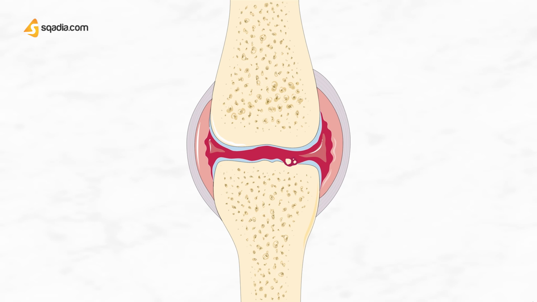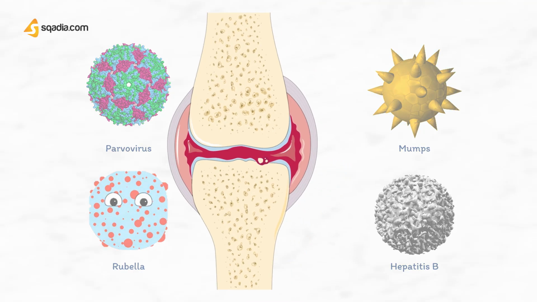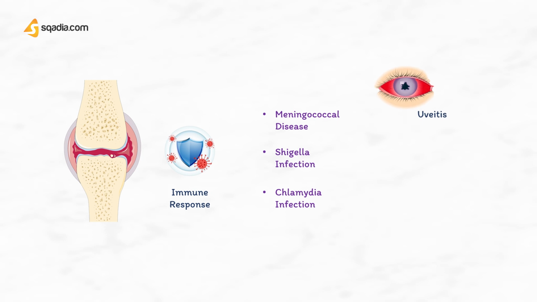Now we'll talk about viral arthritis. Some viruses are associated with arthritis, for example, parvovirus, rubella, mumps, and hepatitis B. Rubella-related arthritis is more common in females and develops a few days after the rash. Several of the alphaviruses cause severe bone and joint symptoms. Reactive arthritis caused by an immune response to the pathogen can follow recovery, for example, after meningococcal disease or Shigella or chlamydia infection. The latter can be associated with uveitis and is known as Reiter syndrome.